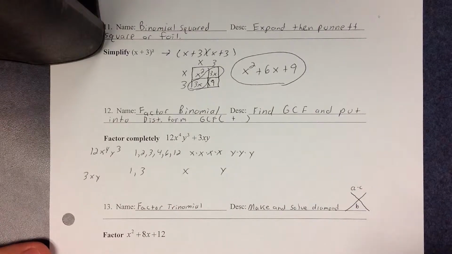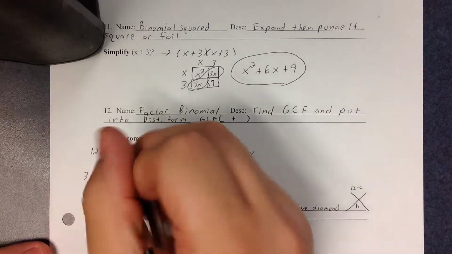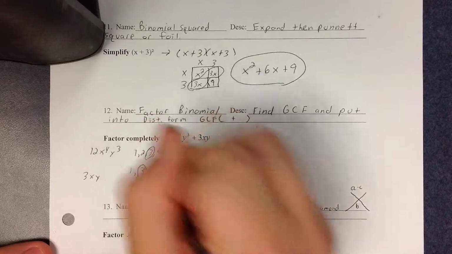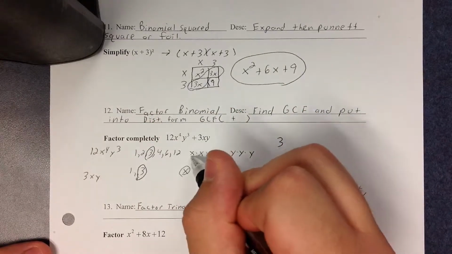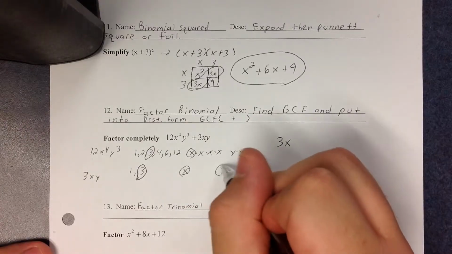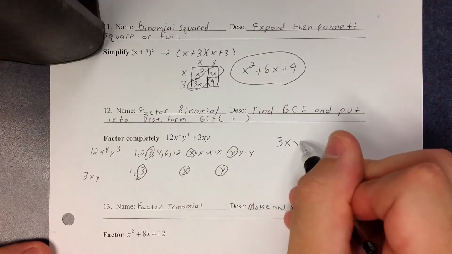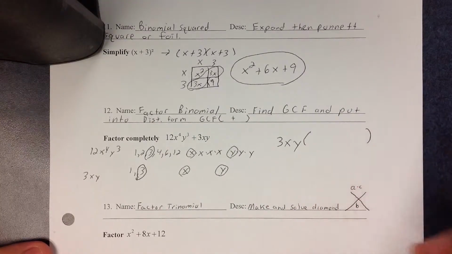So the greatest common factor is the greatest things they have in common. The greatest number they have in common is 3. The greatest number of x's they have in common is just 1, so x. And the greatest number of y's they have in common is just 1y. Now we put our parentheses.